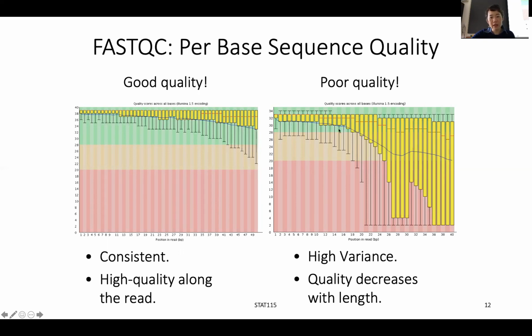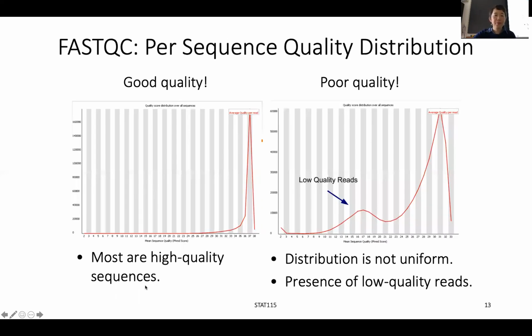Whereas the bad quality data, even at nucleotide 20, things are falling down, and like at 25, you are not getting really good results. And so sometimes even if you can read 250 base pair, after the QC, you might want to only look at the first 200 or maybe first 150, right? So this is a good way to look at this. So the good quality is consistent and also high quality along the read.